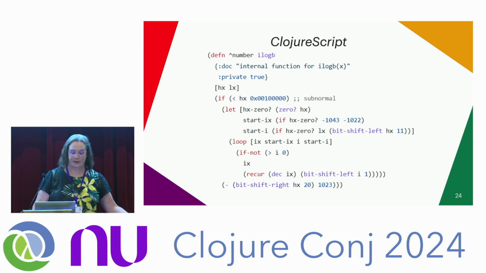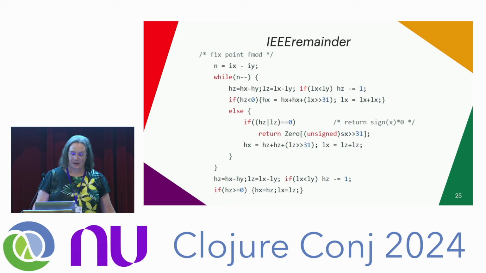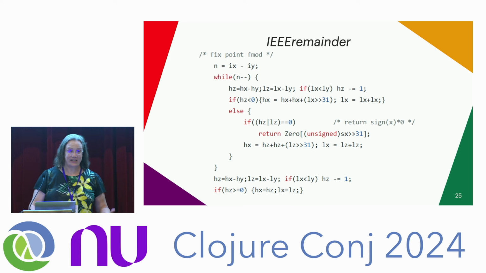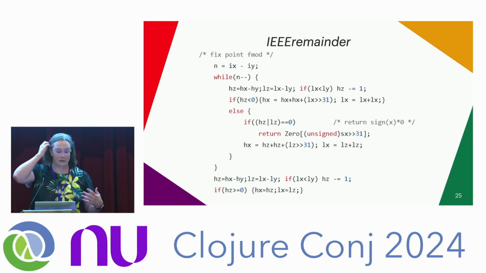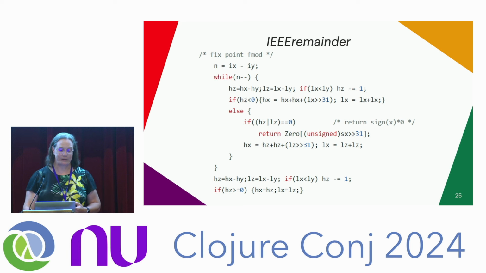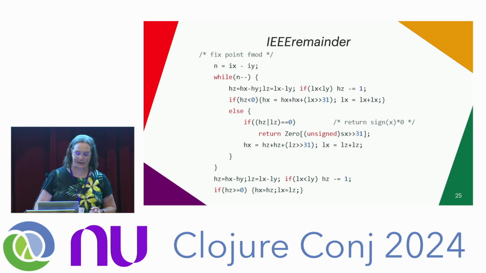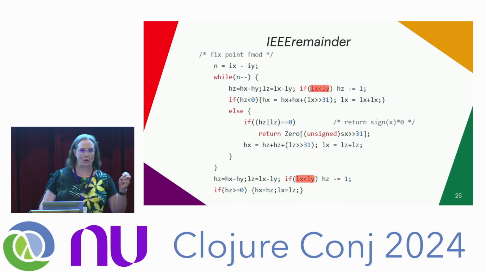So in ClojureScript, it looks like this. This is essentially a transliteration. Going back into IEEEremainder, again, we're looking at some complex code here. Lots of bit shifting, negations going on, this sort of thing happening in here. But see these comparisons? This is the low x, is it less than the low y? And also down the bottom, same deal.